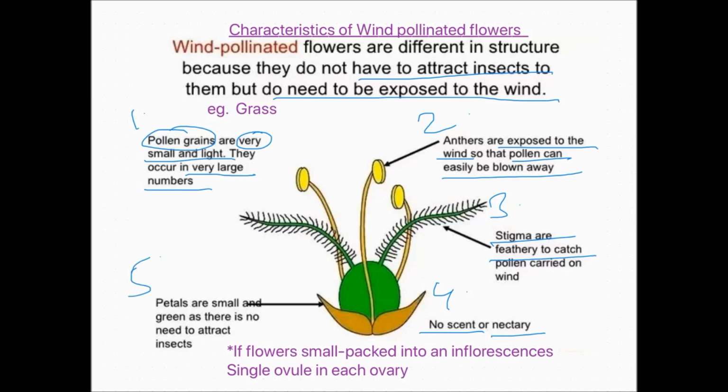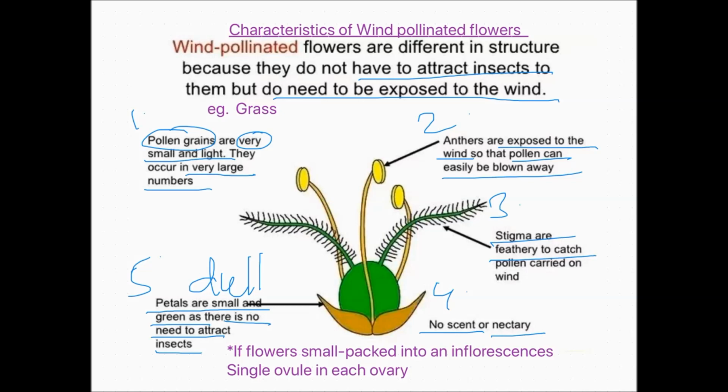And next one, petals. Petals are small, green, as there is no need to attract insects. So the flower may be dull colored. There is no need of bright colors. So petals may be green or it may be small.